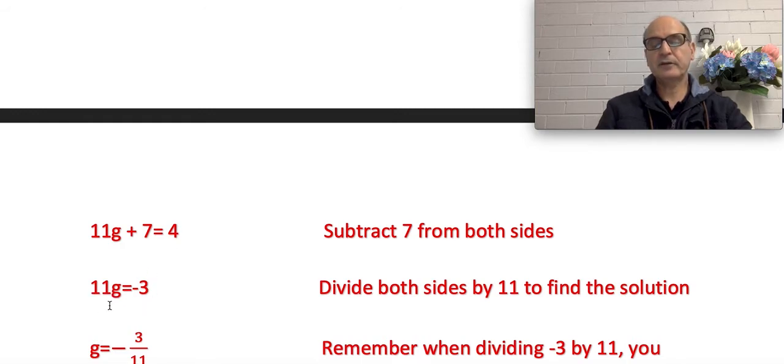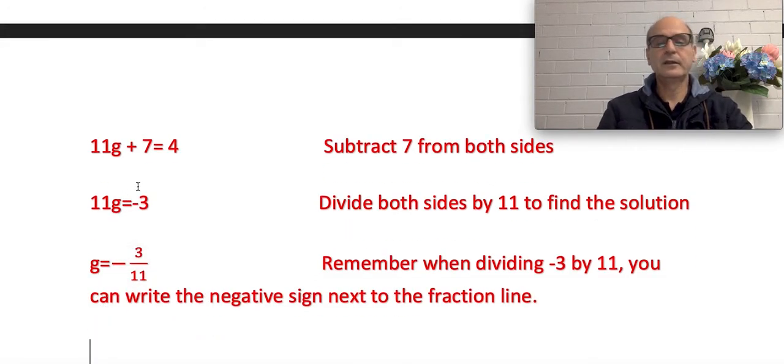Now, g has been times by 11. Undo it. Divide both sides by 11. So then dividing this by 11 leaves me with g. Dividing this by 11 leaves me with minus 3 over 11. And that minus, you can put it here, or you can put next to 3, doesn't matter. It was minus 3 over 11, but you can put the minus sign here.